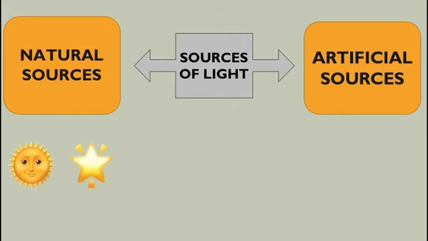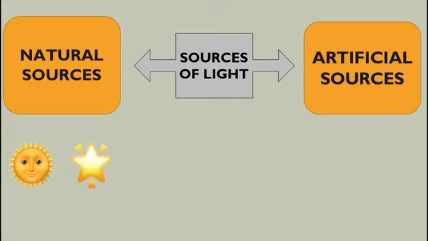So dear students, they may ask you one question: is the moon a natural source of light? You need to say no, because the moon does not have its own light. The light on the moon is from the sun. The sun gives light to the moon. Okay, students? Yes. Let us see what artificial sources of light are.